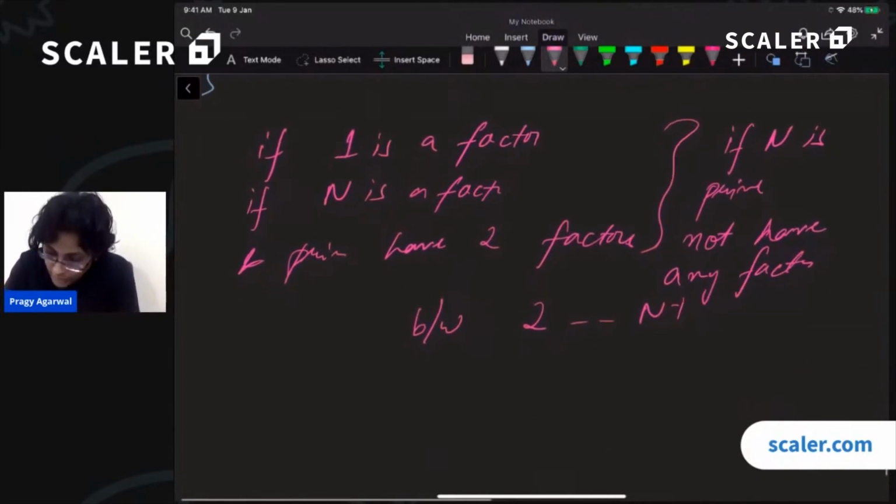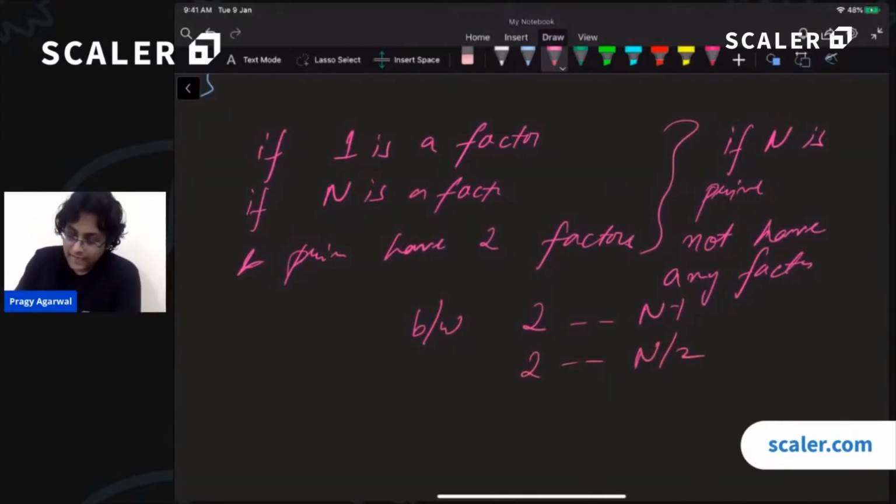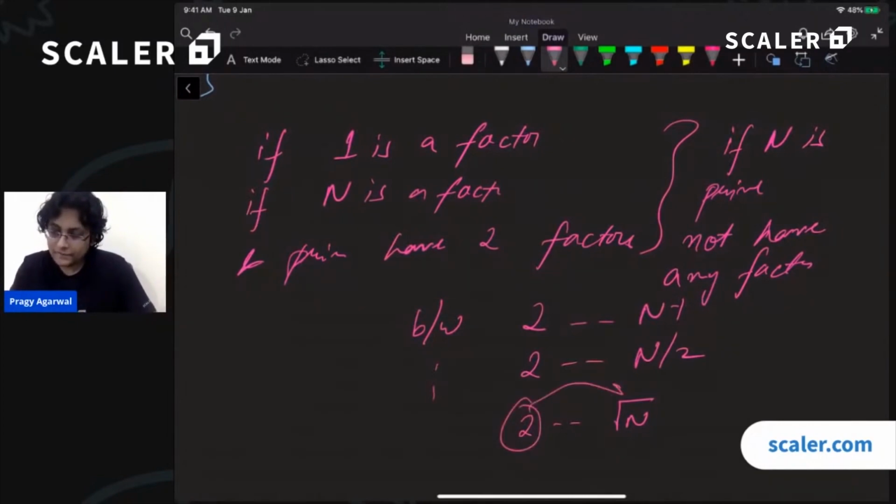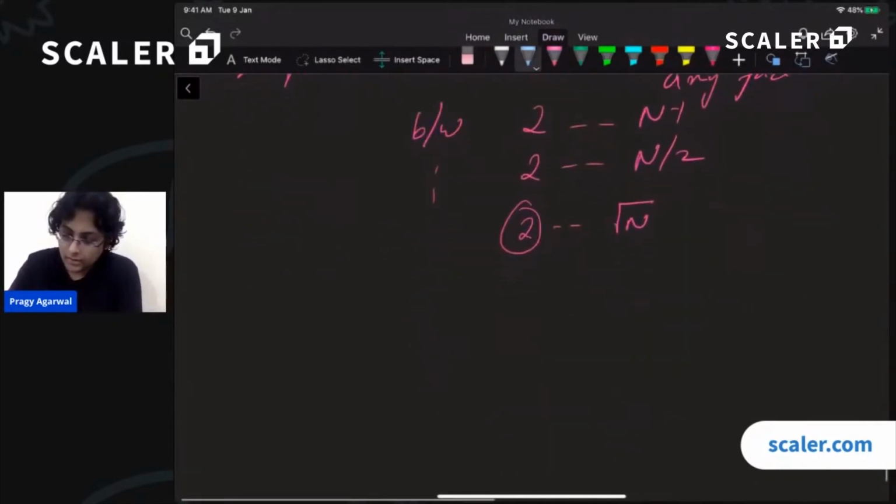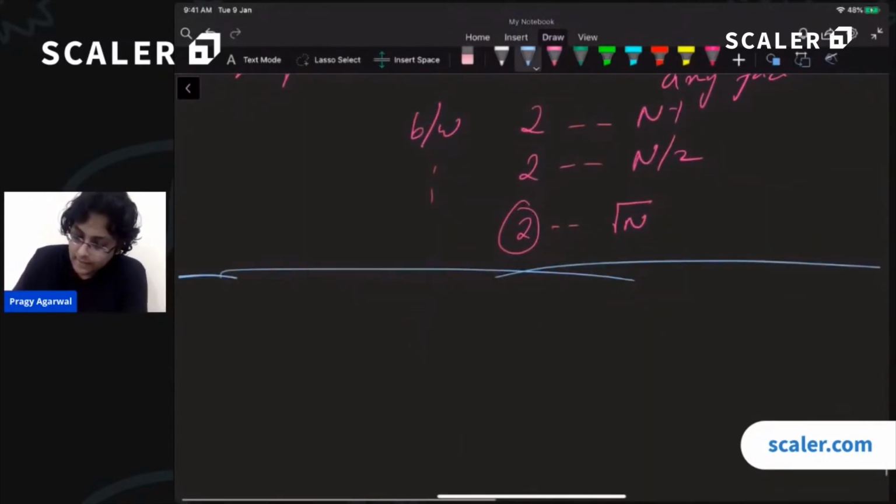In fact, it must not have any factor between 2 all the way till n by 2. We can even generalize this and say that a prime number does not have any factors between 2 all the way till square root of n, because the factors will come in pairs. Is that clear? So we can improve this code a lot. We can say boolean is prime, right?